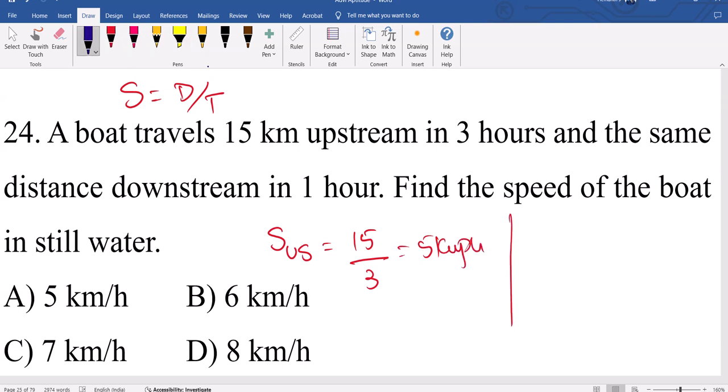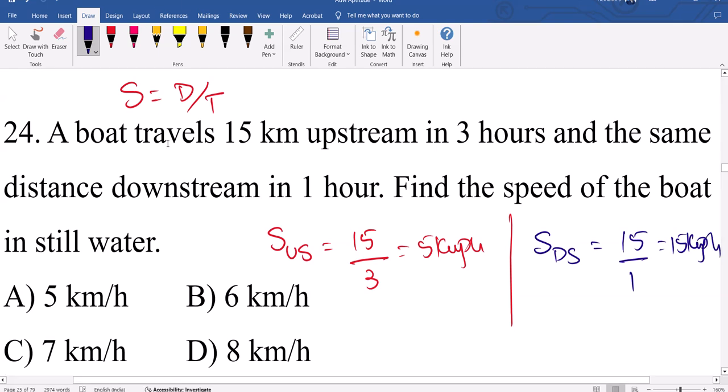Downstream, distance, same distance 15, time 1 hour, so 15 km per hour. Right. Now they're asking, the options are wrong again, they're asking the speed of the boat in still water.